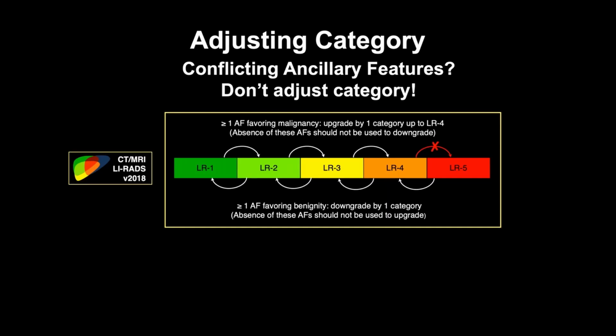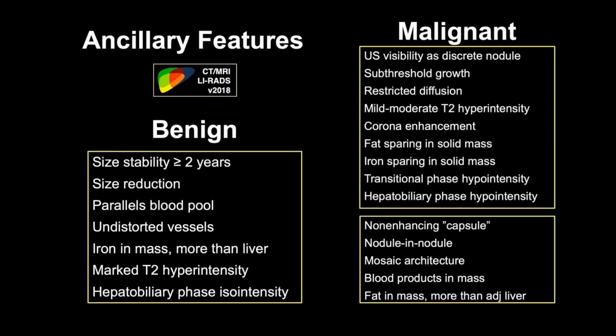So once again, ancillary features are imaging features that are not major features that have been previously described in other lectures in this series. They are subdivided into benign and malignant, as you can see on this slide. Features that are associated with benignity are listed on the left, and ancillary features that are associated with malignancy are listed on the columns to your right.